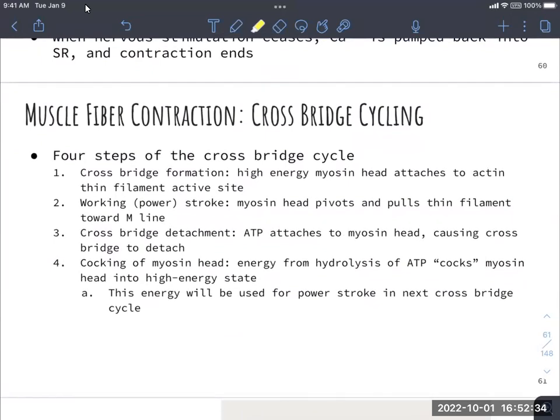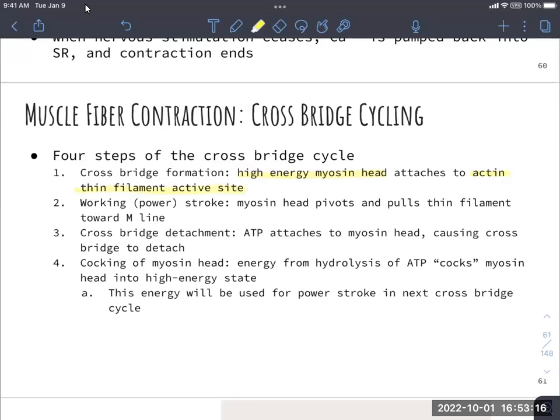The step that's been missing from the parts that we've looked at is the use of ATP. We need ATP to help our muscles contract. ATP is our cell's energy. So for that cross bridge formation, we have our myosin heads. They will attach to those actin filament active sites, and those myosin heads pivot and pull that thin filament towards that M line.